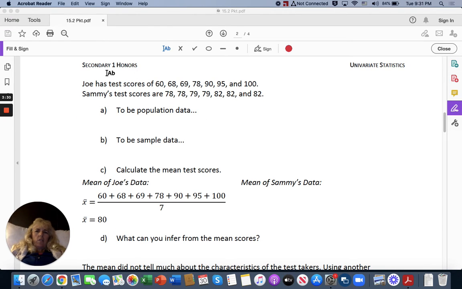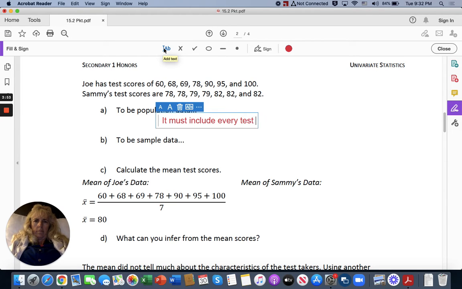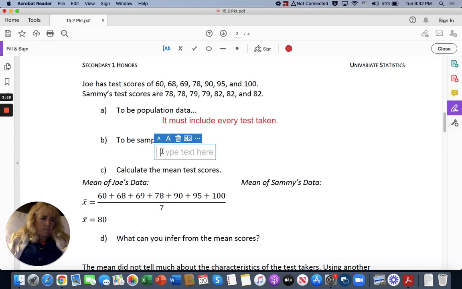Joe has these test scores. Sam has these test scores. And to be population data, what do we need to make sure? Population data is going to make sure that it must include every test taken. To be sample data, it is a sample of the tests taken, comma, but not all of them.